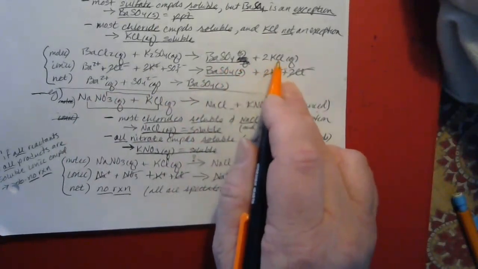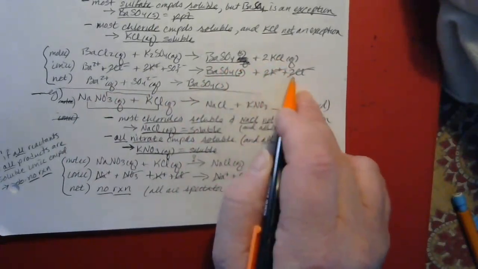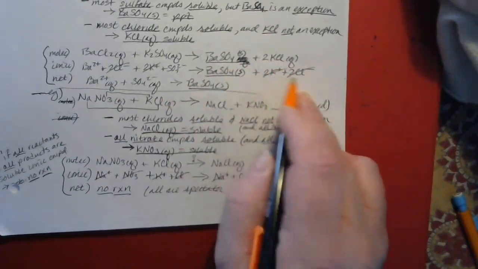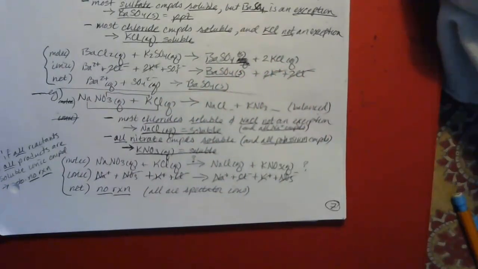And then when we write KCl, we get 2K+ ions and 2Cl- ions. Those are both aqueous. So if you want to be lazy like I am, you can leave the little (aq)s out.